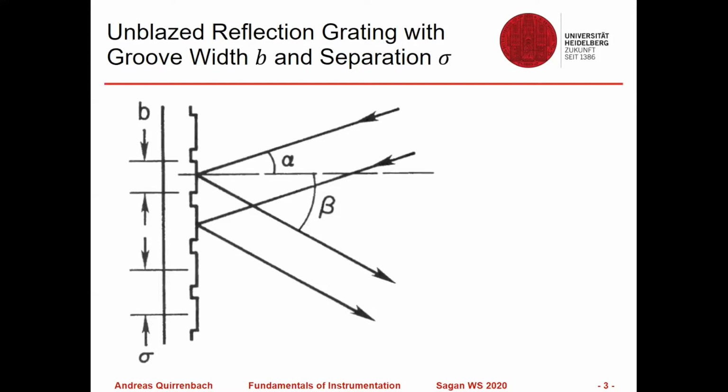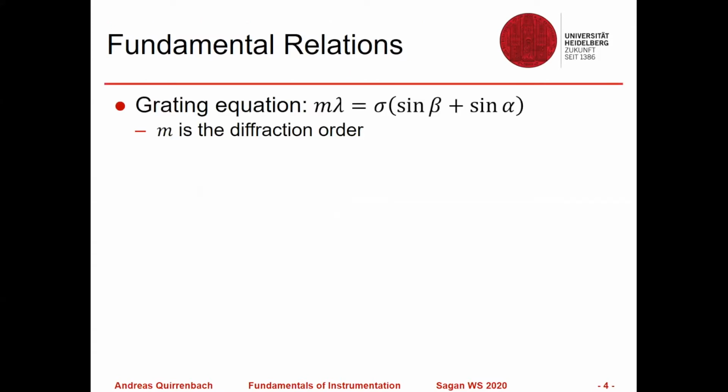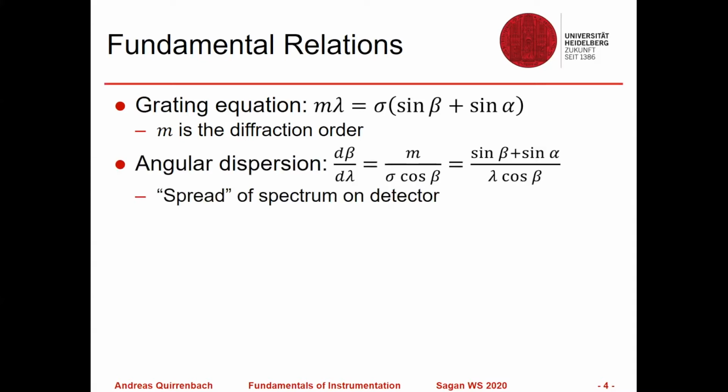A grating is essentially a regular grid of grooves or lines, and light that is reflected by this grating can interfere either constructively or destructively. From a simple path length difference calculation, you get the so-called grating equation, which tells you that you get constructive interference in certain directions and you observe light at a given wavelength if this equation is fulfilled. You can compute the derivative of the angle with respect to lambda, and then you get the dispersion, which is the spread of the spectrum on the detector.